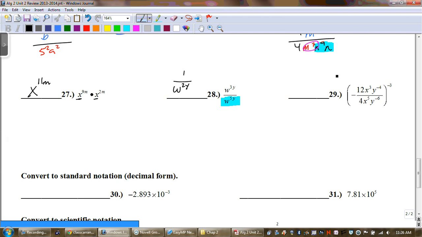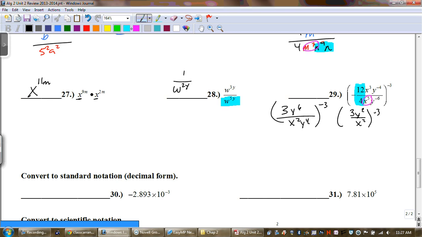All right, 29. We definitely went over 29 in class. Before you start distributing, let's clean this up, okay? 12 divided by 4 is 3. The x's, who wins, the top or the bottom? The bottom wins, and the bottom wins by 2. Okay, and then we have y to the 6th, y to the 4th. Okay, clean up your y's, the top wins by 2.